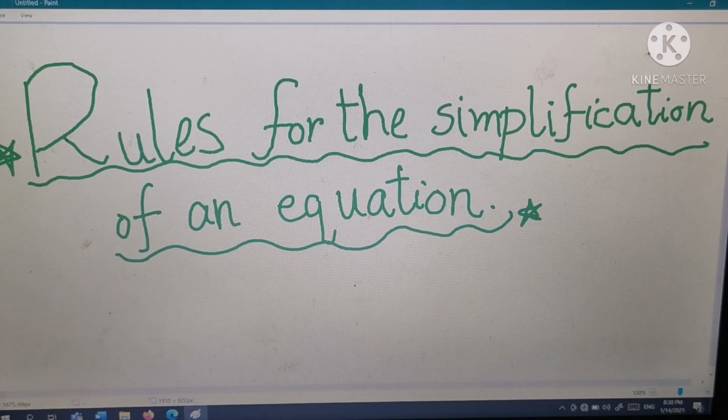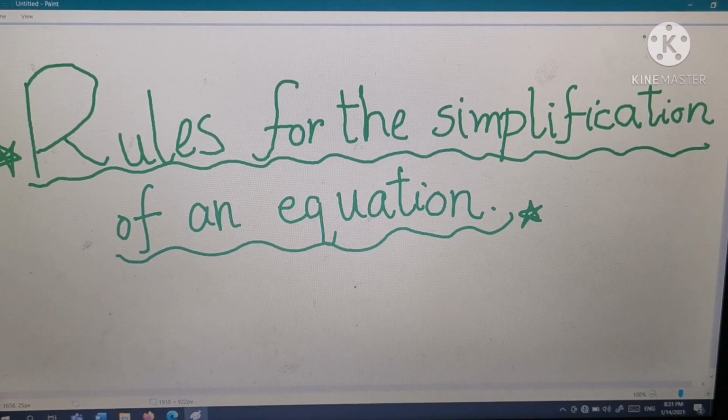Our today's lesson is about the rules for the simplification of an equation, along with the solution or simplification of an equation. In the previous lessons, we have learned about algebra and its rules, along with sentence, statement, equation, variable and constants. If you have not missed these lessons, then it will be pretty easy for you to understand the simplification of an equation. It's time to start our lesson now.